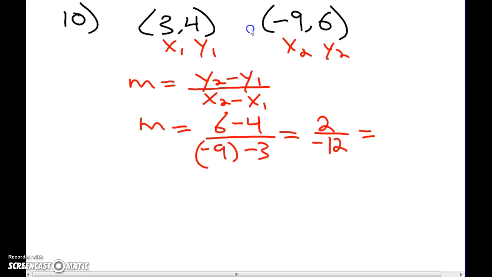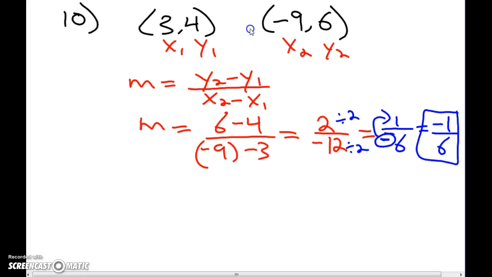Reduce this. I can divide both of these by 2, so that's what I'm going to do. 2 divided by 2 is 1, 12 divided by 2 is 6, bring the negative, and remember it is common practice if I have a negative fraction, this needs to be shifted up to the numerator. So my answer is negative 1 over 6. That is my slope.